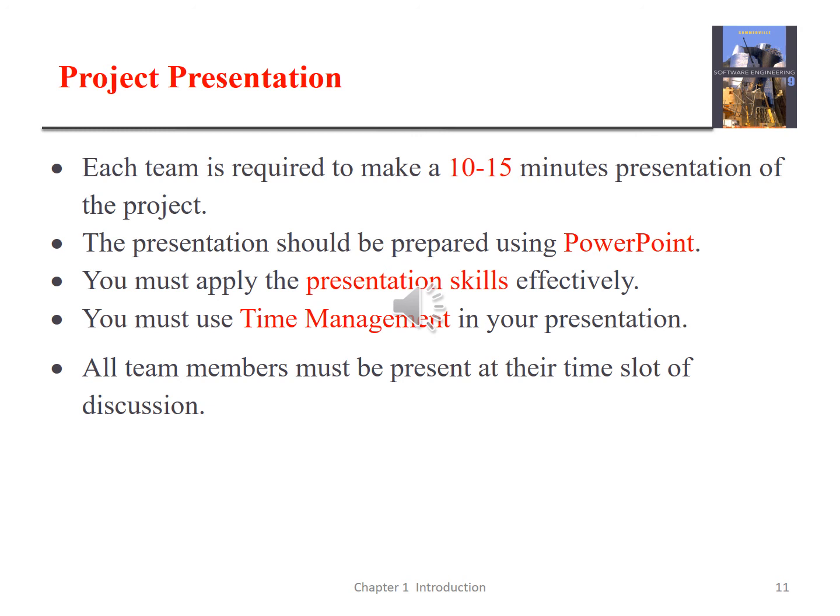All team members must be present at their time slot of the discussion. They should be in the presentation. And you should be ready to answer any question about anything in that project. I don't want you to say, well, this is not my part. No, it is your responsibility to understand all the activities done in this project. Even if you did the use case, you should answer a question if there is one on the behavioral diagram, for example. By this, we finish the project and the information about the project, the whole thing.